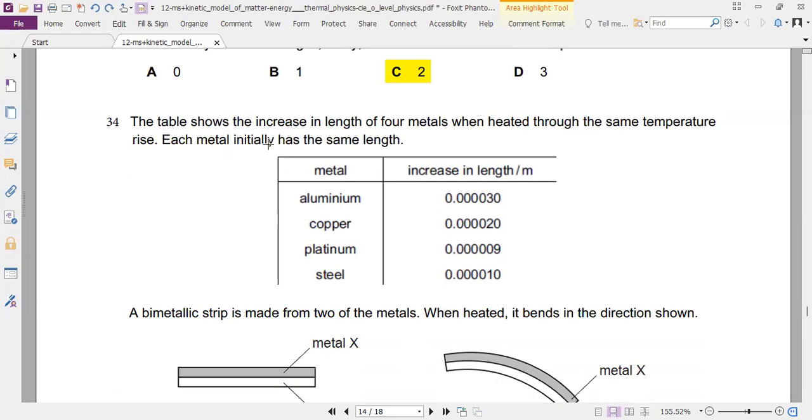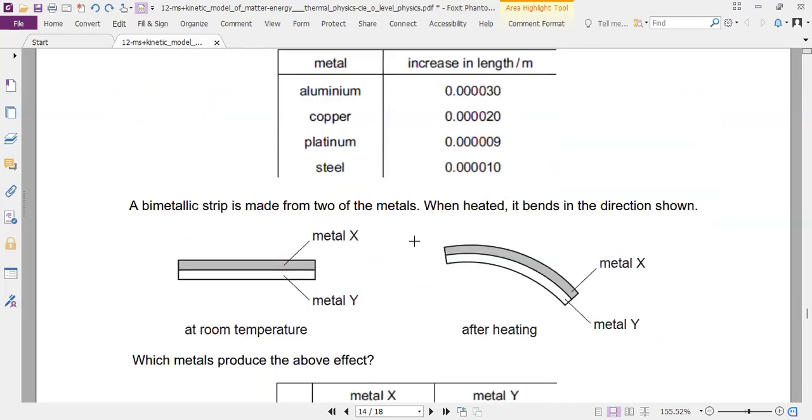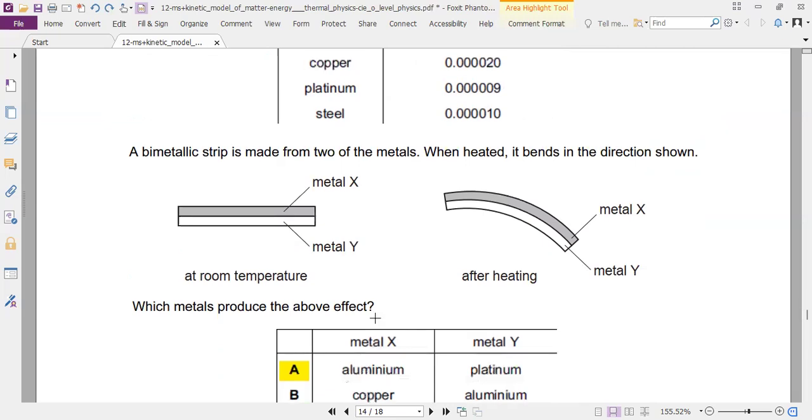Thermal expansion. So this is the data and this is how the strips are made. We have metal X and Y. Metal X expands more than metal Y. Okay, so look at this. Aluminium, highest expansion, copper, less than aluminium, platinum this, and steel this. So we have to look at the combination.